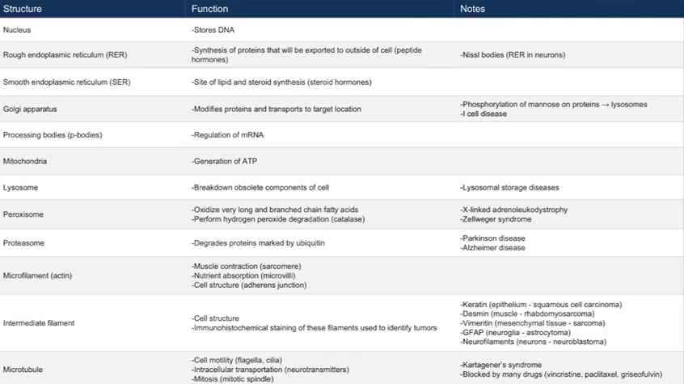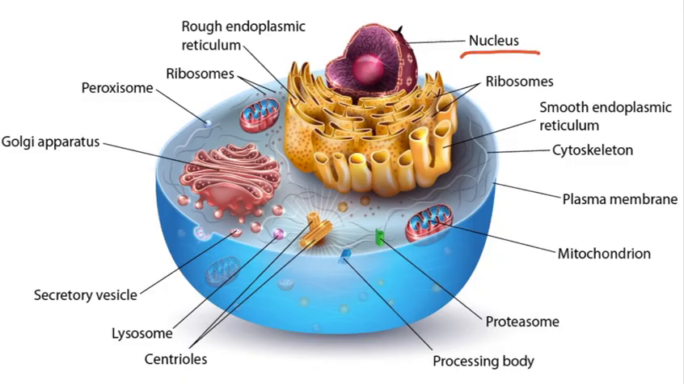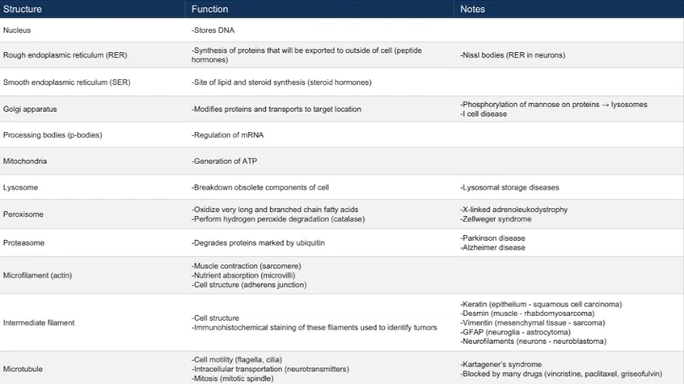As you hopefully know by this point, the nucleus is an organelle found in eukaryotic organisms that stores DNA. You can see the nucleus right here. The rough endoplasmic reticulum, or RER, is a network of membranes in the cell that's continuous with the nuclear membrane. It's said to be rough because it's bound to ribosomes. The rough ER is a site of protein synthesis.